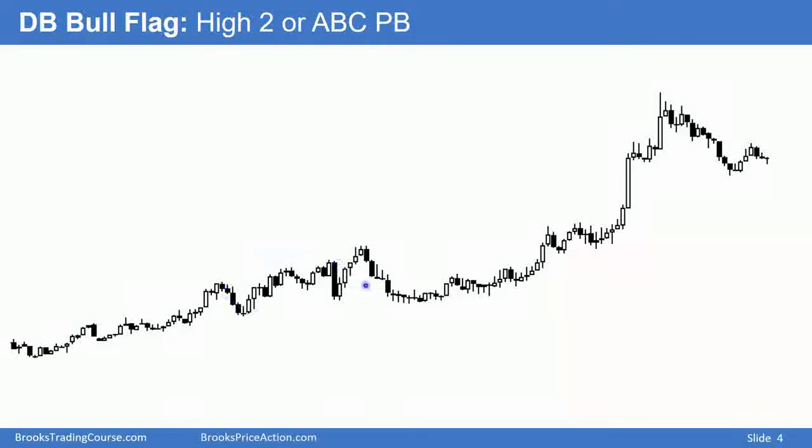Here we have a bull trend, a fairly broad channel here, but fairly strong bull trend here. A double bottom, so it's a high 2 buy, a high 2 bull flag, a double bottom bull flag. So a pretty strong bull breakout. You can buy above that bar, you can buy above any of these bars for trend resumption up. Anytime I see a double bottom, I think of it as a high 2 bull flag.